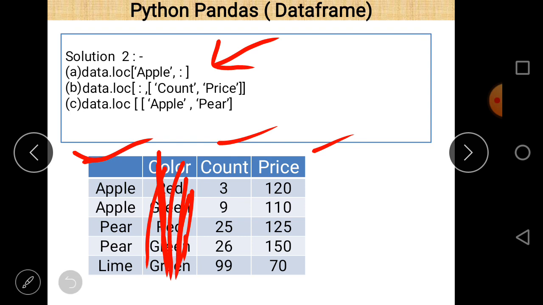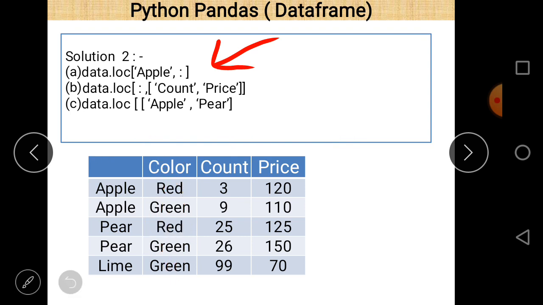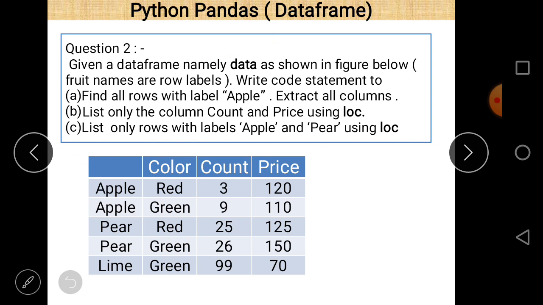And let us take its third part. Third part is: list only rows with labels apple and pear using LOC. Now filtration is along rows, and in this question there is no column mentioned, that's why we take all columns, because it is clearly given to list only rows with labels apple and pear using LOC. So these two rows will be selected, apple and pear.